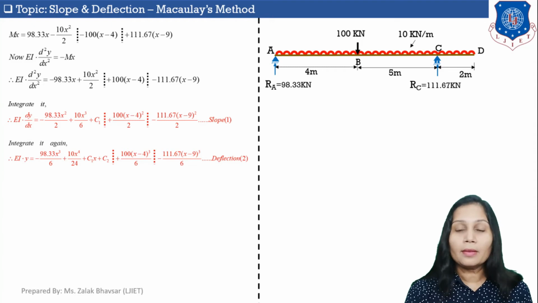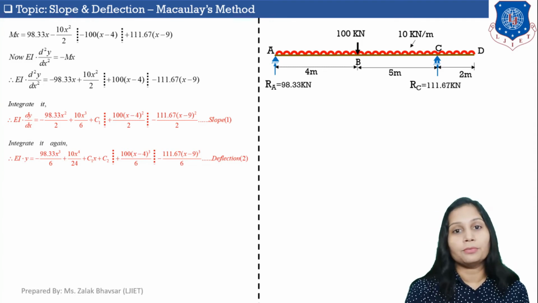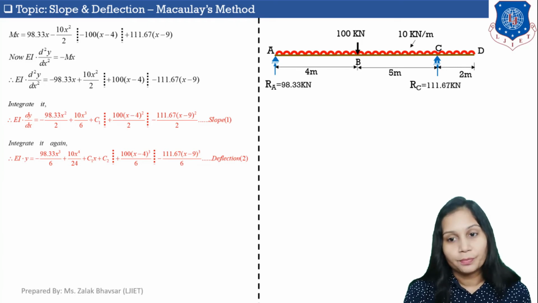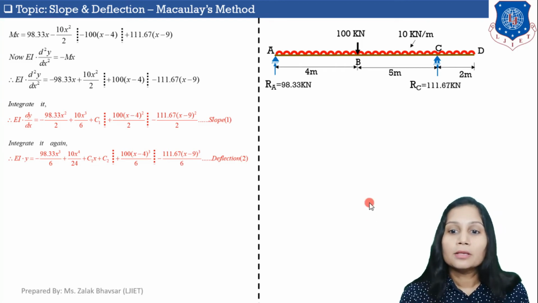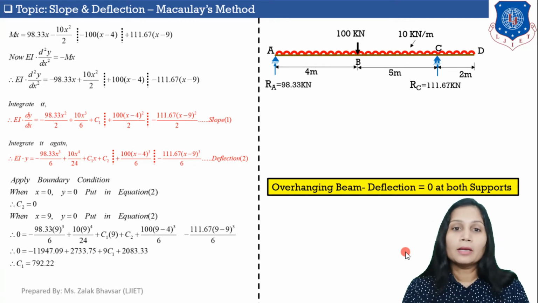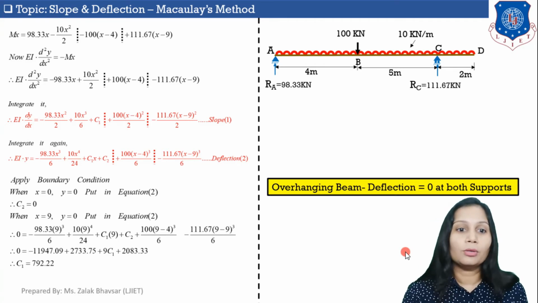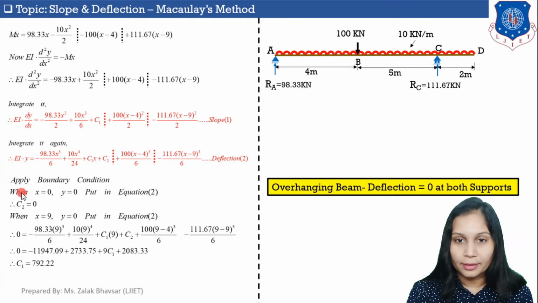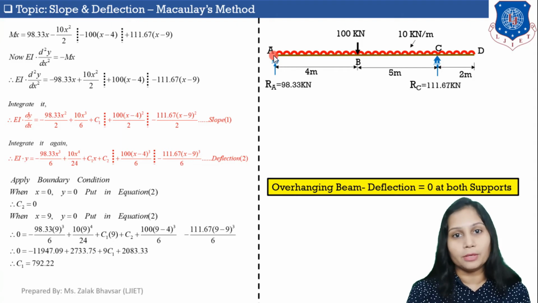And in fourth step, let's calculate value of C1 and C2. For calculating value of C1 and C2, we need to apply boundary condition. So, in overhanging beam, at both the support, deflection will be 0. So let's apply first boundary condition. When x is equal to 0, deflection y is equal to 0.